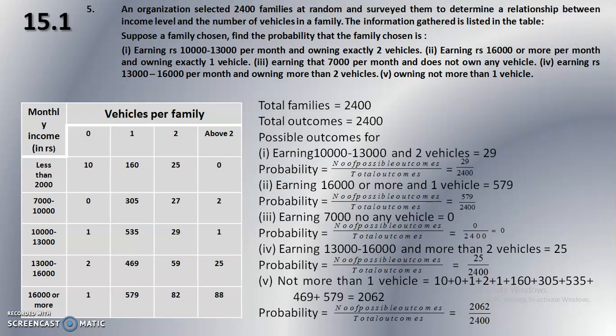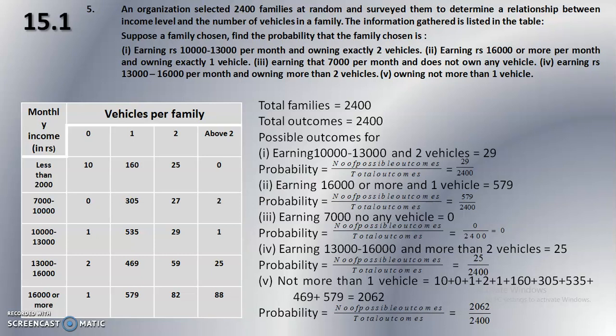Now second one, earning 16,000 or more and 1 vehicle. At that time, the answer is 579. So probability equals number of possible outcomes divided by total outcomes equals 579 divided by 2,400.